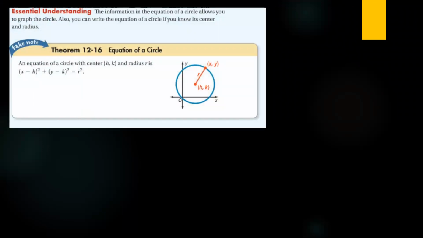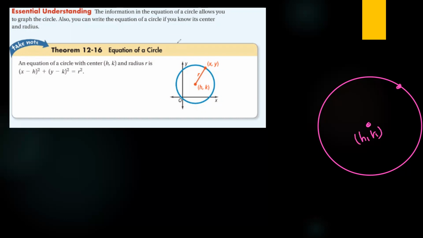The information in the equation of a circle allows you to graph the circle. All of us know that. What is the equation of a circle? If we have a circle here, and this circle has a center, which we name H and K, and you now need to write the equation of the circle. This is the radius, and the point on the circumference of the circle, we name it X and Y. Now, if the center of the circle is on the origin, the point will be 0, 0.